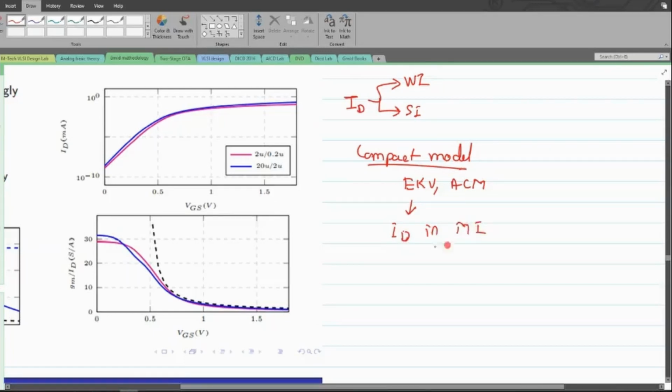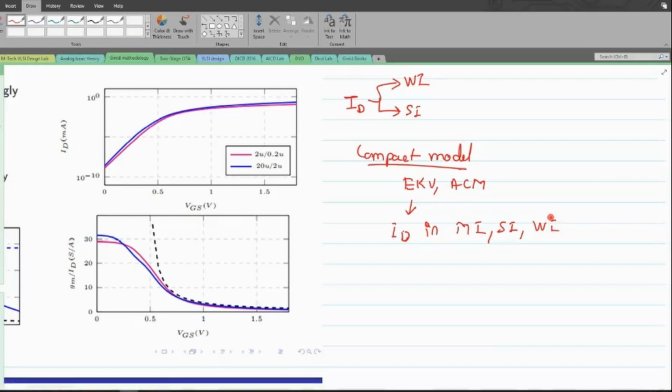I'm not going to do the derivation of it, but you can use this model. You can just search for this model, such that the current equation is defined not only in the moderate inversion, but the same current model can be used in all three different regions. Even in strong inversion, I can use this current equation, and even in the weaker inversion I can use it. So people came up with some sort of compact model to define the behavior of the current.